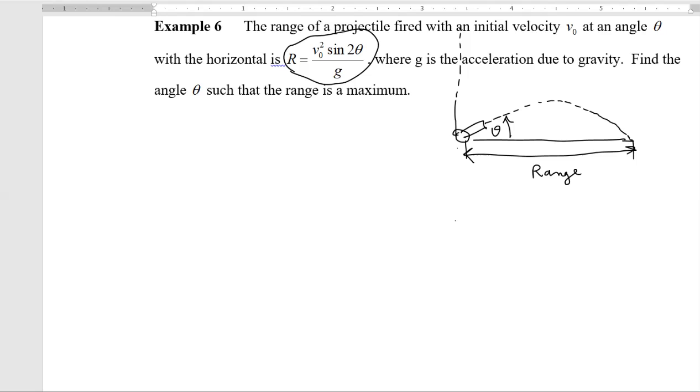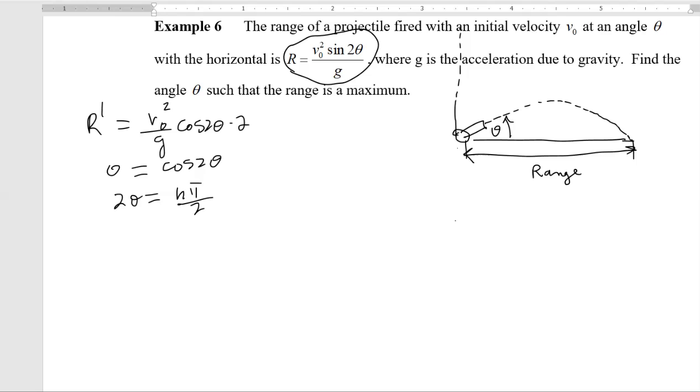Okay, so this is a function only of theta, so we can just jump right in and find a derivative. So we're going to have v0 squared over g cosine 2 theta times 2. That's a chain rule. And that means setting it to 0, we're just going to have to solve this. That means 2 theta is n pi over 2, n odd. Theta is n pi over 4.